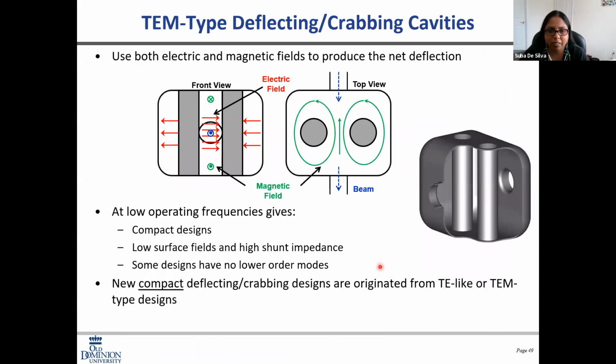And then another type is a TEM, where you have a transverse electric field and you use a magnetic field both to create the net deflection. The advantage of these is you can use them for very low frequencies. At low frequencies, these are ideal for compact designs, and you do not have lower order modes.